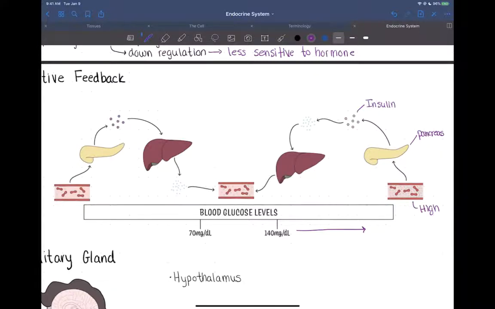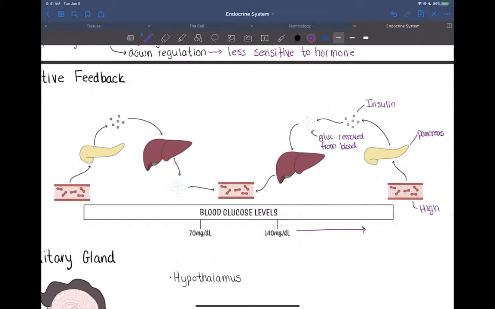The job of insulin is to cause glucose to be taken out of the blood, and then once it's taken out of the blood, it goes to the liver where it's made into and stored as glycogen. So we'll just summarize: glucose removed from blood. We'll obviously talk all about it when we get to the pancreas. And then that brings us back down to our normal blood sugar levels.